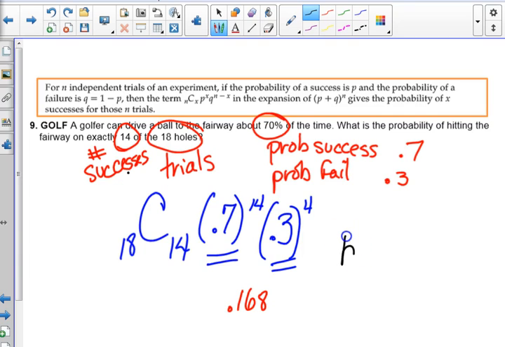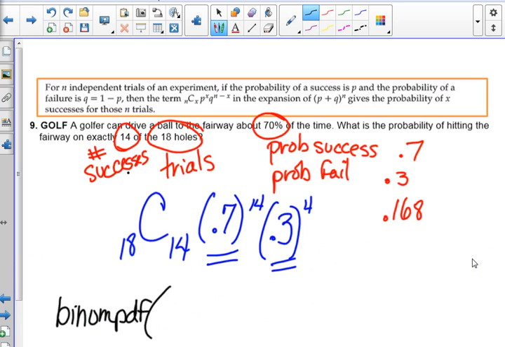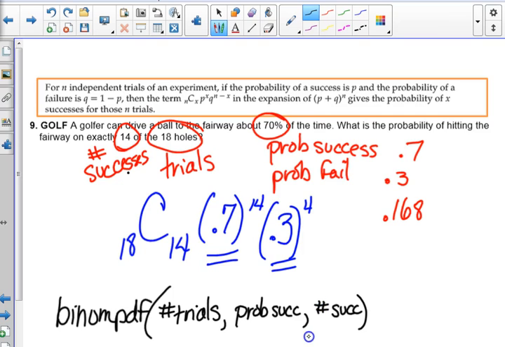If you have the older calculator, guys, you will want to write this down. It's binomial PDF, and it brings up the parenthesis. And it is the number of trials, comma, the probability of success, comma, the number of successes. Does that make sense? So you know how to do that on the older calculator?